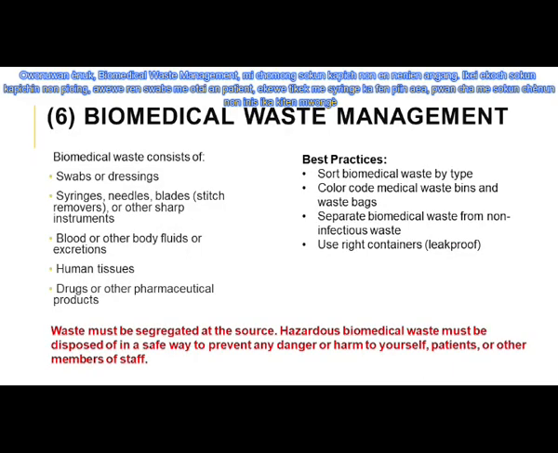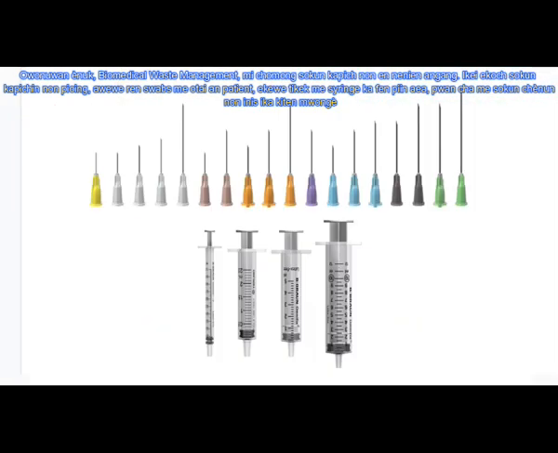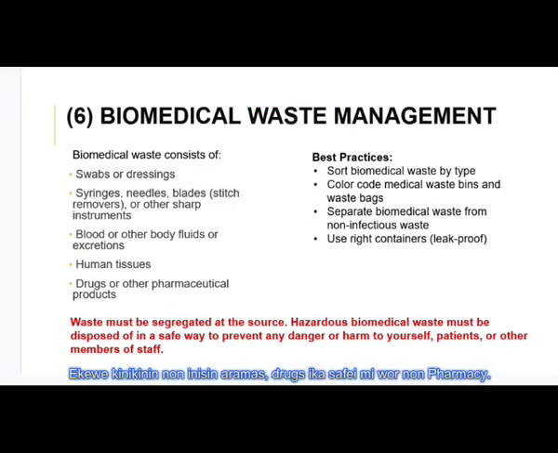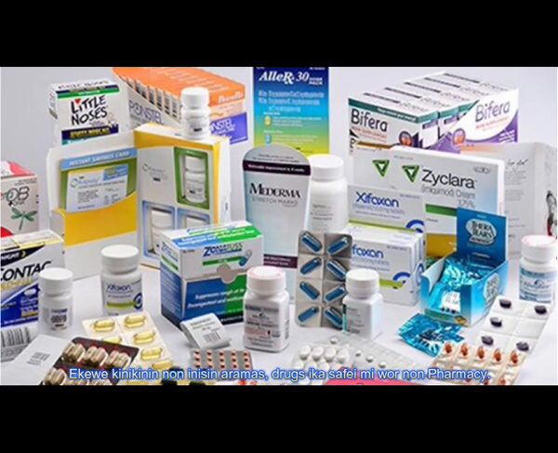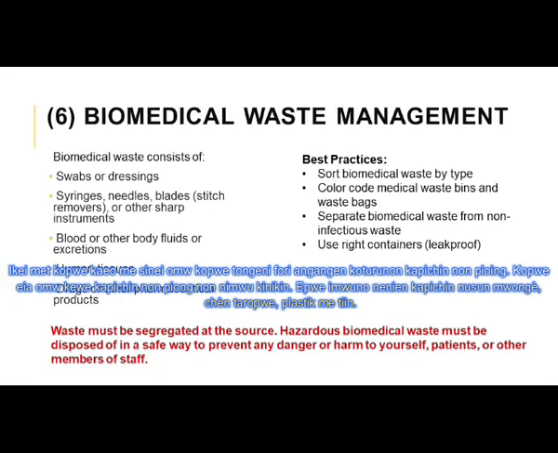The sixth standard precaution is biomedical waste management. So we know there's a lot of waste generated at a place of work, and it's all different kinds of waste. These are the examples of medical waste, like swabs or dressings from patients, the needles and syringes that you have actually used, and also blood or other body fluid excretions, not forgetting human tissues, as well as drugs and pharmaceutical products. So, what are the best practices that you need to do in managing waste?